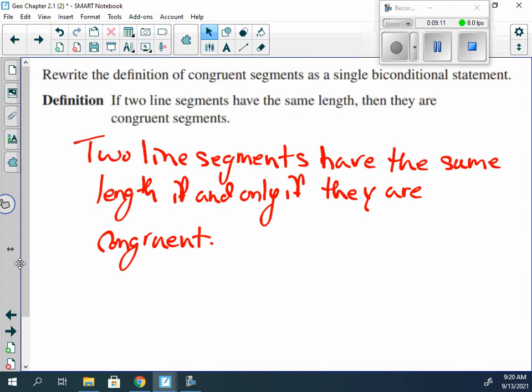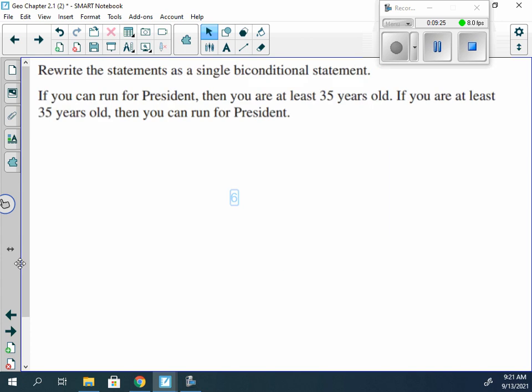The same thing is true for obtuse angles. If an angle is 120 degrees, then it's obtuse. Well, that is true. But if an angle is obtuse, then it's 120 degrees. Well, no, just like with acute, there's more angles. Do we have any other questions on this here?